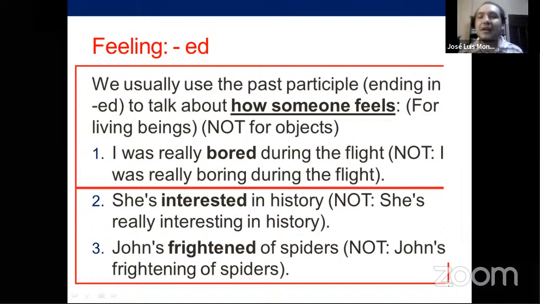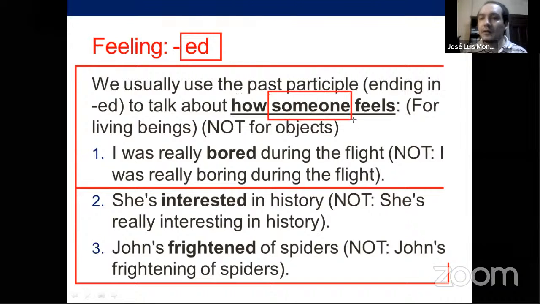Thank you very much. So this is important. Please take this into account. When you use ed, you have to use it with people or with living beings. What is a living being? An animal is a living being, right? Sometimes, for example, dogs can feel sad, right? The dogs or the cats can be scared, can be frightened, right?